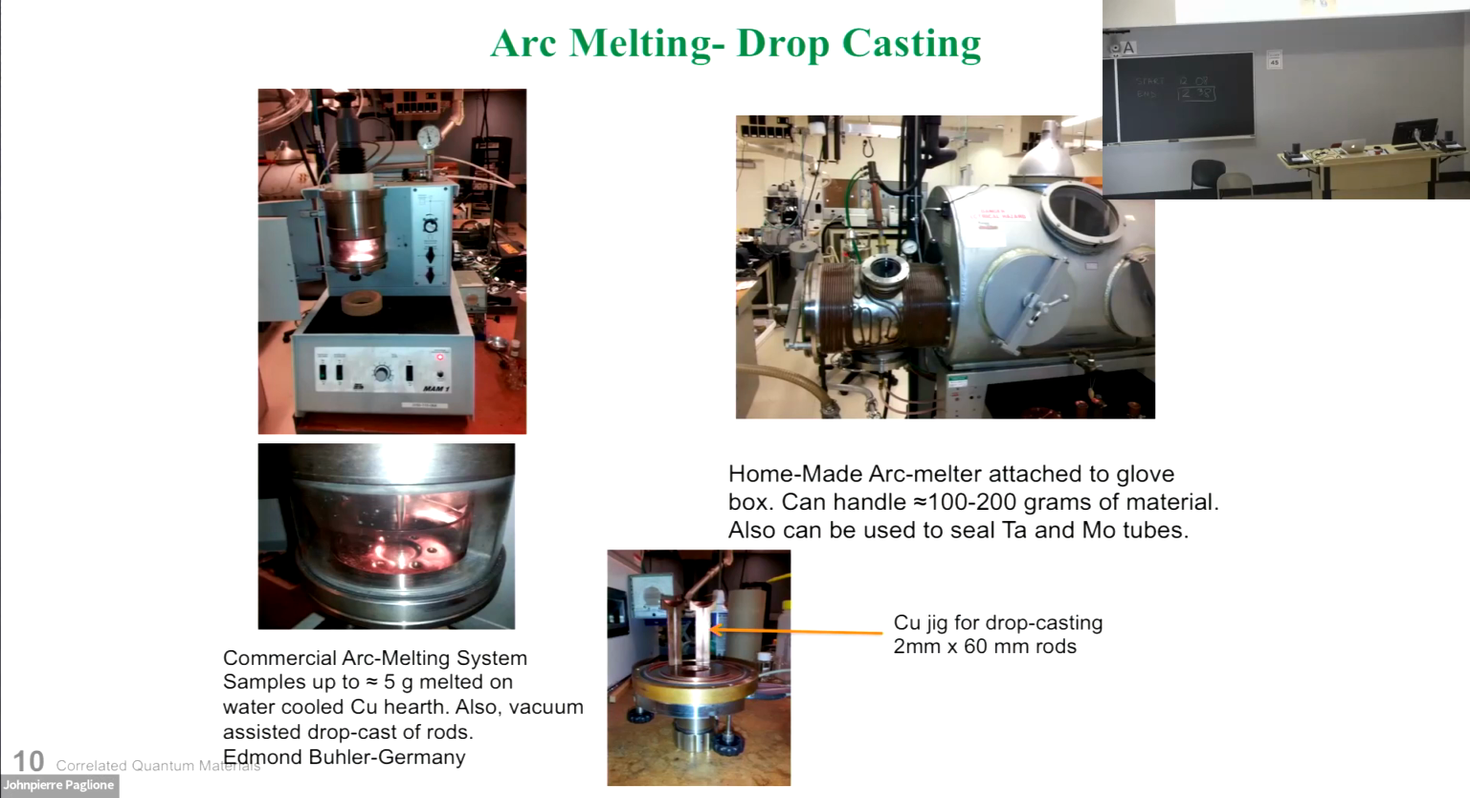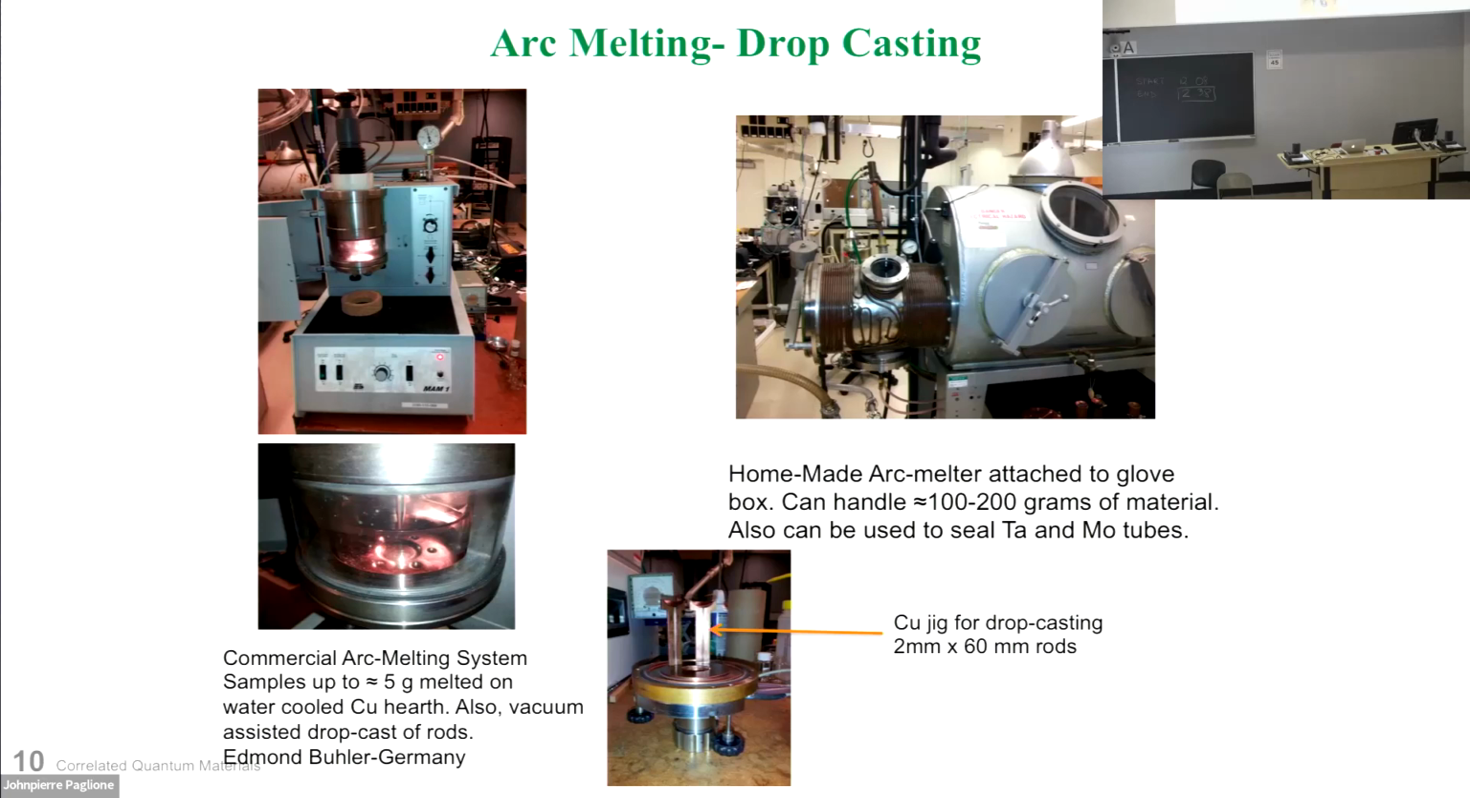Anyway, there's a water-cooled copper hearth. And then above it, there's like a tungsten tip. It's got argon gas in it, and you end up creating like a plasma. And so this thing focuses down on what you're trying to melt.